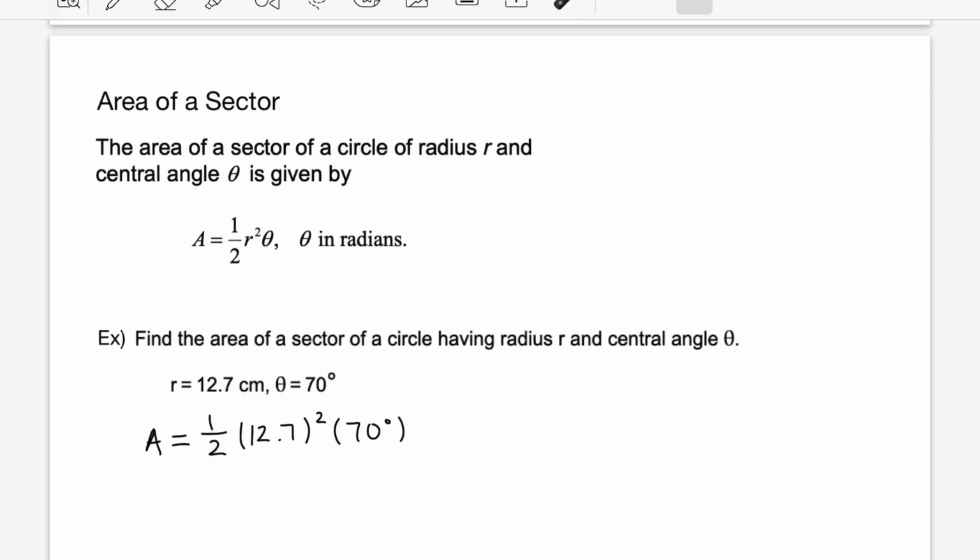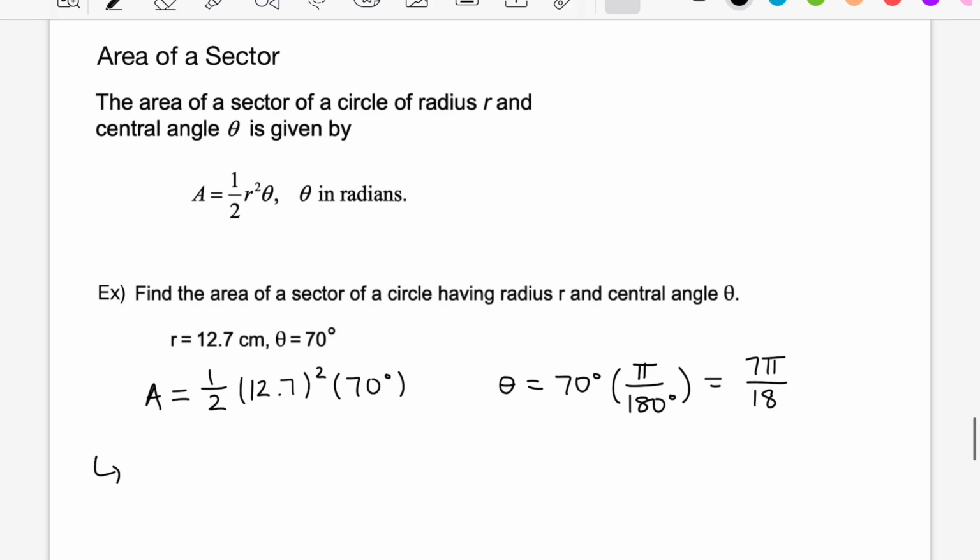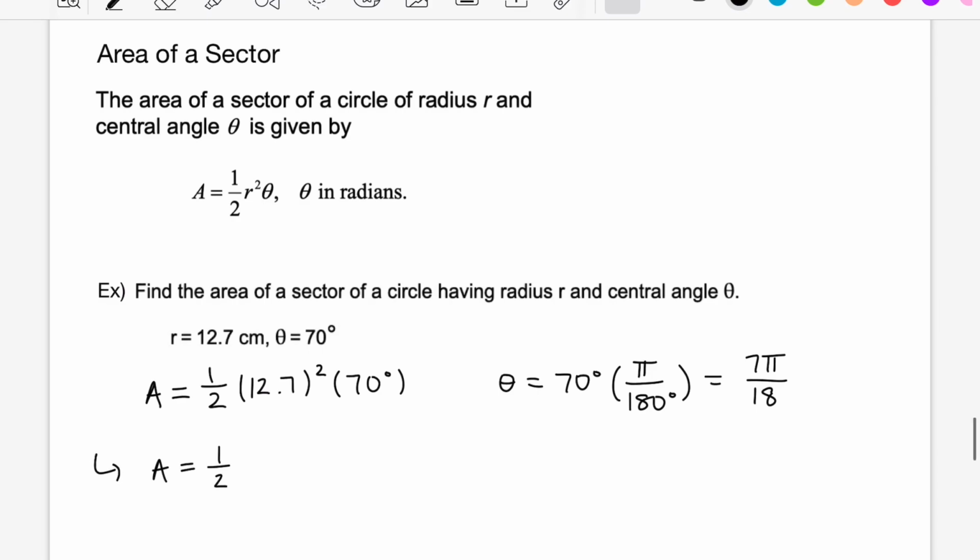Alright, but notice in our formula here, it says that our angle theta here needs to be in radians. So before we can actually calculate this, we need to convert theta from degrees to radians. We know how to do that here. We just multiply it by pi over 180. We'll end up with 70 pi over 180. And then simplifying this by dividing by 10, we'll get 7 pi over 18. So we get that our area is going to be equal to 1/2 times 12.7 squared times 7 pi over 18.